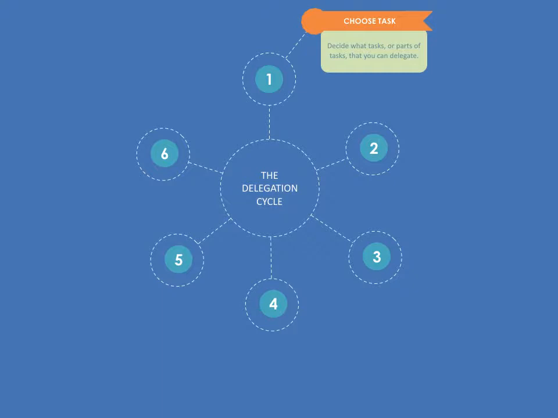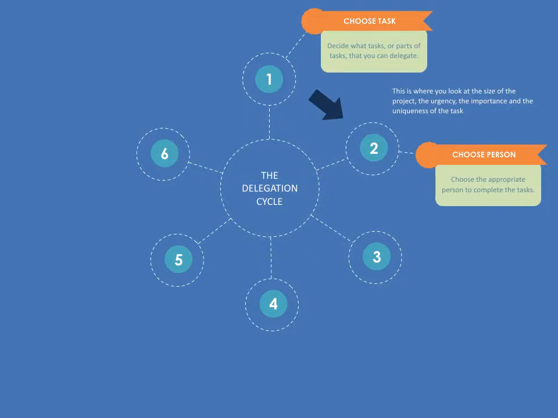Decide if you will delegate the entire task or just parts of the task. You really need to get a good understanding of what skills and experience will be necessary to complete this task. You need to also assess the size and the urgency of the task, and this will lead you on to step 2, where you choose the appropriate person to complete the task. And as a leader, you should have a good understanding of each level your team member is at.